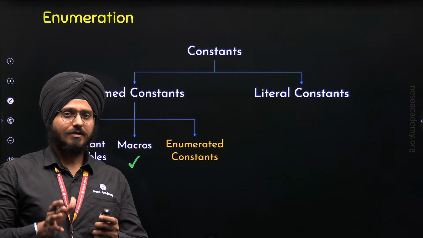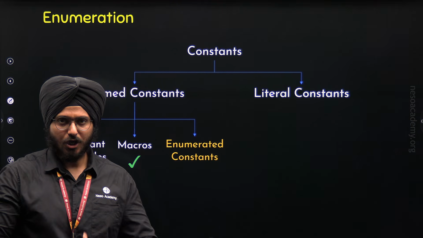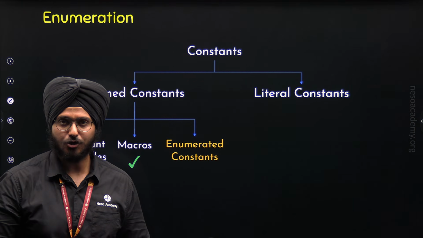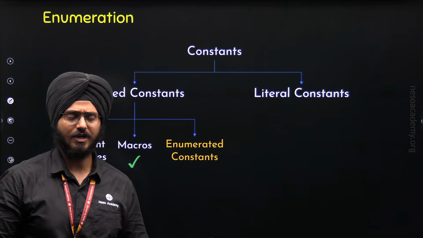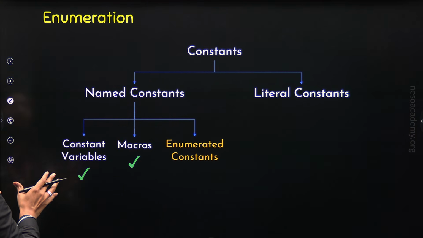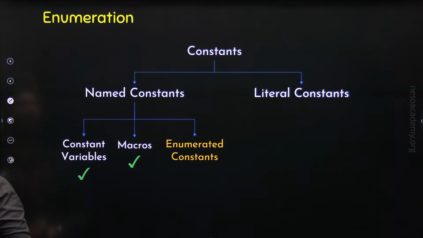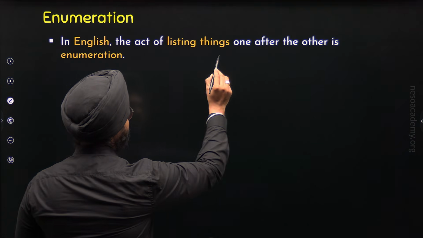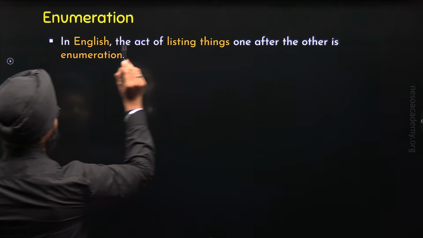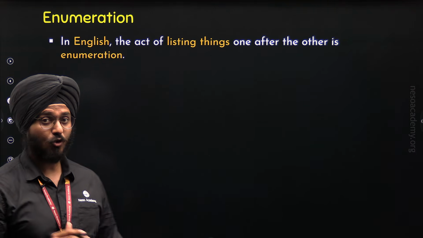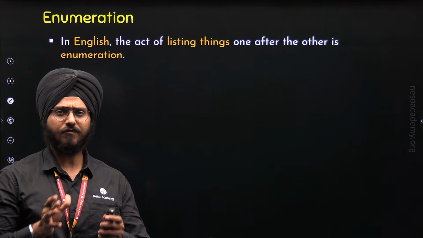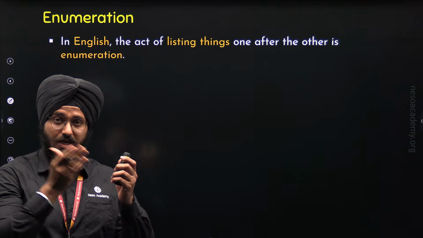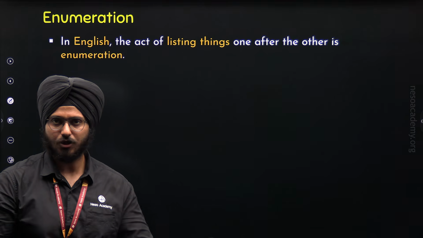First, we will understand the English meaning of enumeration. This will help us understand the technicalities of enumeration in C++. So let's proceed further and understand the English meaning of enumeration. In English, the act of listing things one after the other is enumeration. So enumeration refers to the act of listing things down one after the other. This is the meaning of enumeration in English.